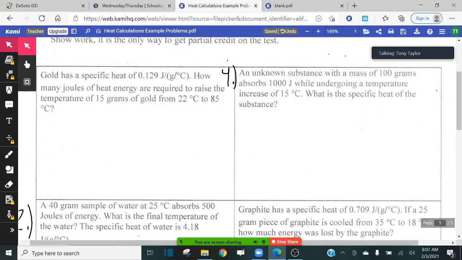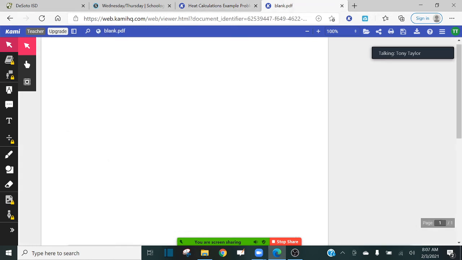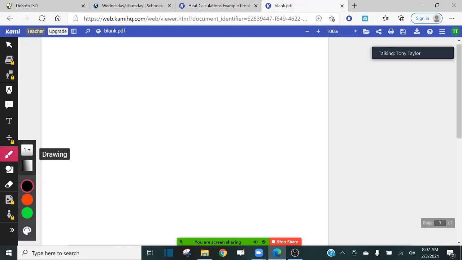Number 4 says an unknown substance with a mass of 100 grams absorbs 1,000 joules while undergoing a temperature increase of 15 degrees Celsius. What is the specific heat of the substance? So in this case right here, we're actually solving for specific heat. In other words, we're solving for C. So let's write our equation down. Q is equal to mass times C.